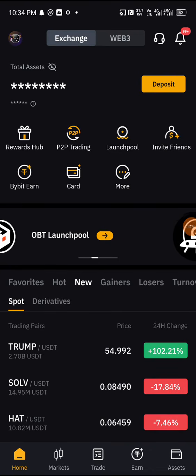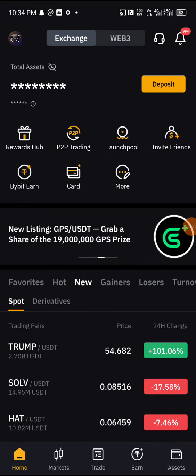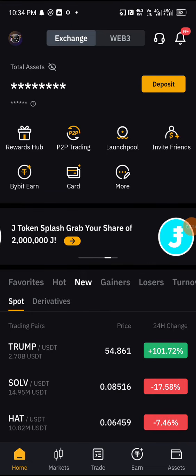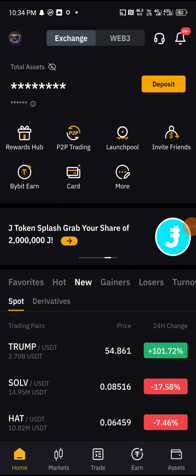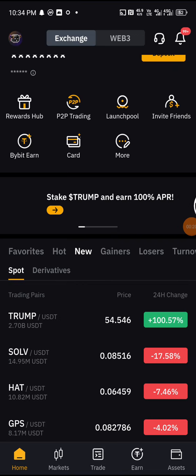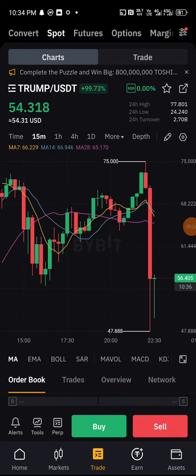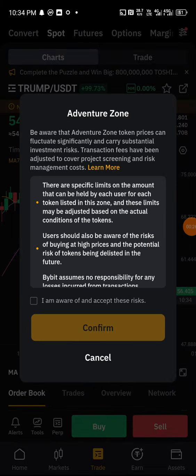Today we'll be looking at how to trade futures on Bybit. On Bybit it is known as derivatives. So let's look at how we can trade derivatives on Bybit.